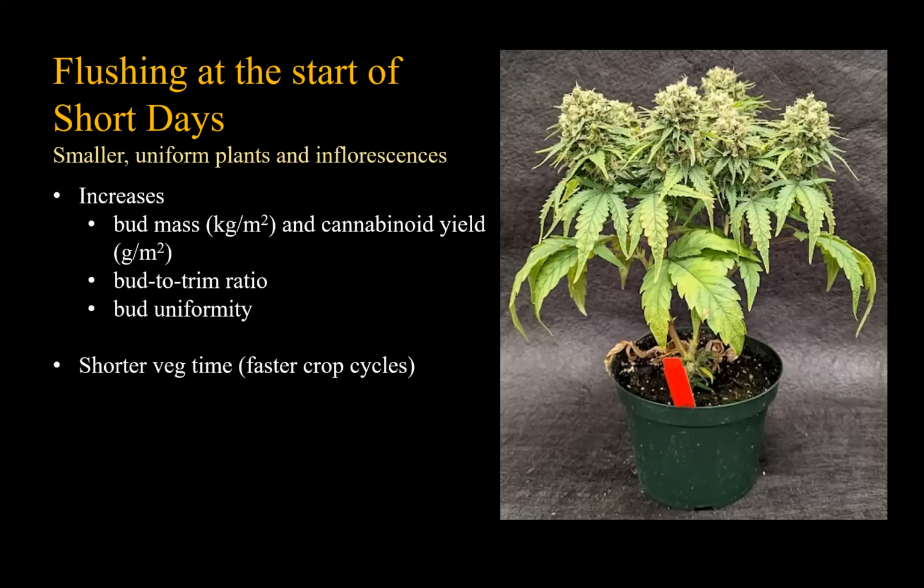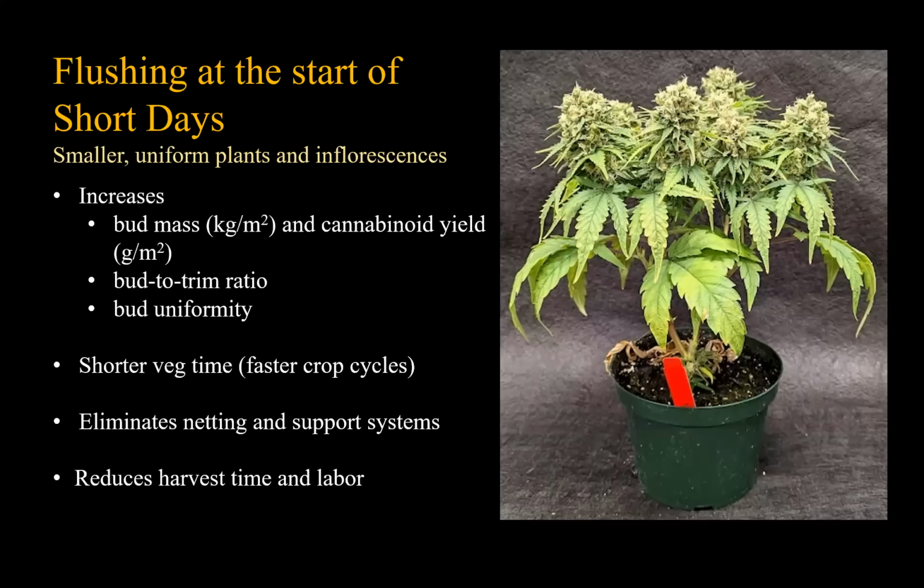You have shorter veg times and faster crop cycles with our concept here. And you eliminate the need for using netting or support systems, which has a huge benefit. I think the netting systems are a major headache that we don't need to be dealing with. And probably the most important part of trying to control height on cannabis is reduced harvest time and labor. So right now, the growers that I visit seem to have a bottleneck at harvest, where there's a lot of work to do at the time of harvest, and harvest is slow and laborious.